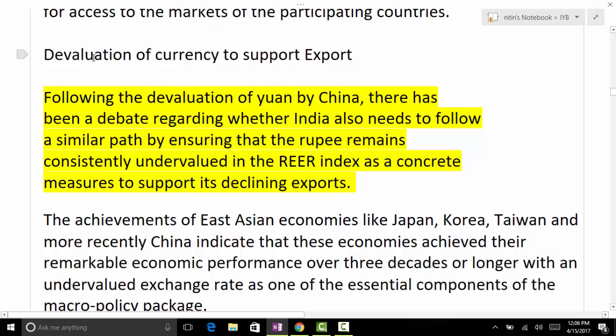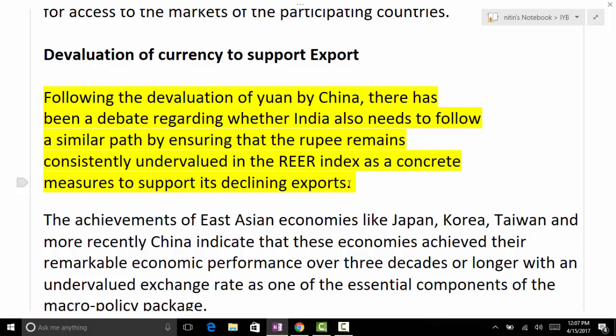Now, then we discuss devaluation of currency to support export. This is also used by some countries, specifically China. So there has been debate whether India also needs to follow a similar path or not. Can India do so? Is it beneficial for India? Devaluation helps in export or import? Exports, definitely. So can India go for devaluation to support its exports?